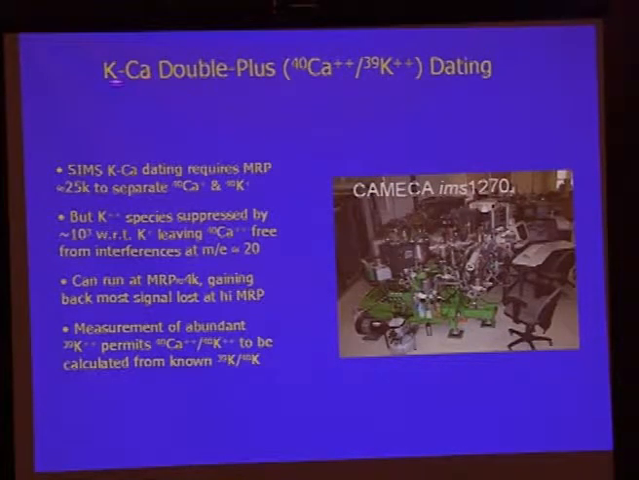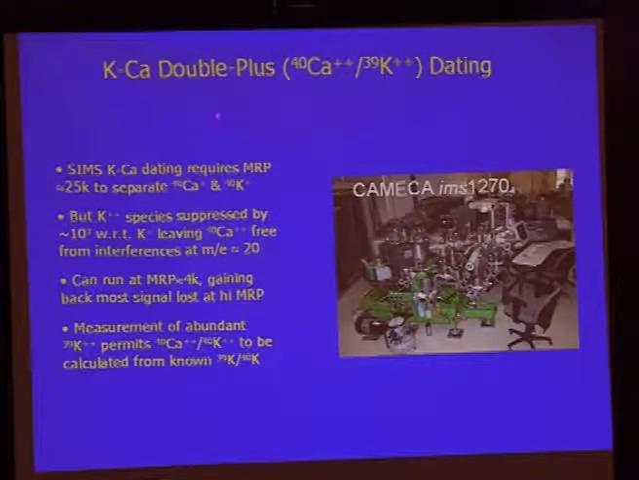So potassium-40, 90% of the decays go to calcium-40. Here's an ion microprobe. You guys may not be familiar with this. This is our 1270 at UCLA. Essentially, it's a big mass spectrometer, the front of which, right here, is a variety of ion beams.